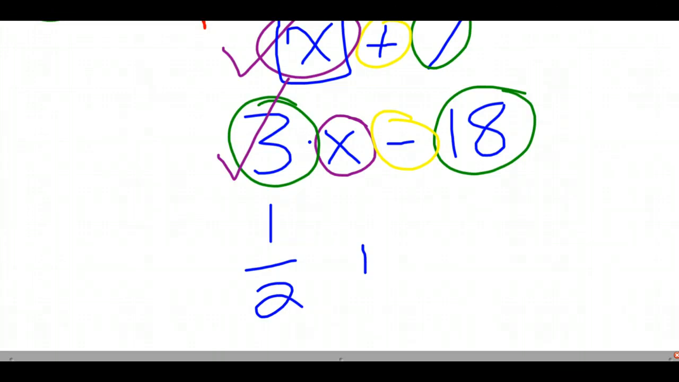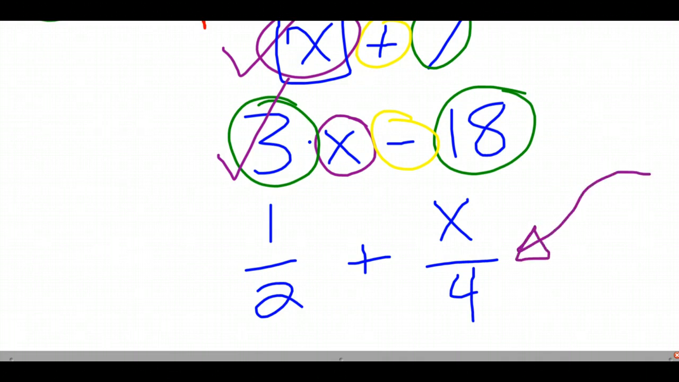1/2 plus x divided by 4. Now it's important, instead of the regular division sign, I'm using the fraction bar, which also stands in for division. It's important to know that both the fraction bar and the division sign represent division. So this is 1/2 plus x divided by 4.